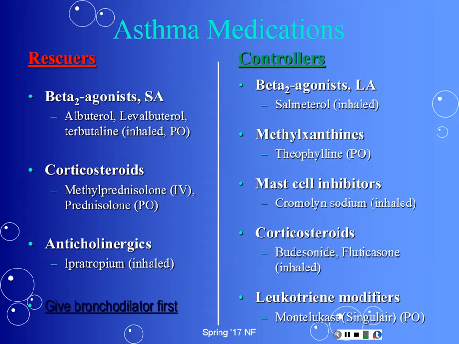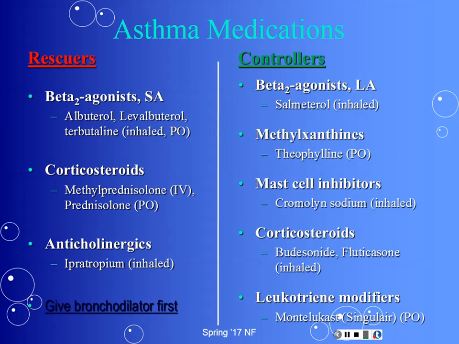All right. So with our asthma medications, we have two categories, rescuers and controllers. You always want to give the short-acting rescuer first. So our first line is our short-acting beta-2 agonist, so we're talking about our albuterol or our levalbuterol. Depending on the severity of the attack, they may give them something like terbutaline. And then, depending on the severity and what the level is, corticosteroids. So they may give them prednisolone, Decadron, Solu-Medrol.